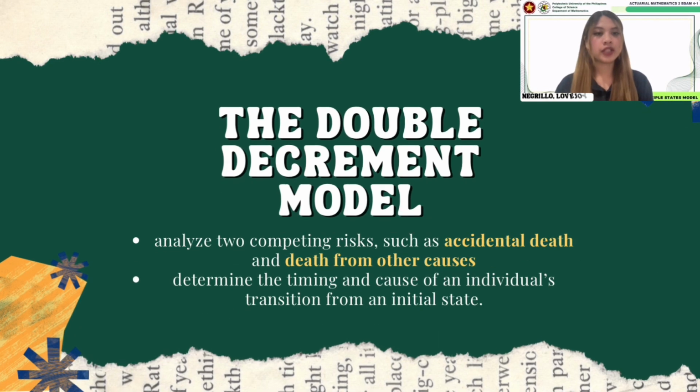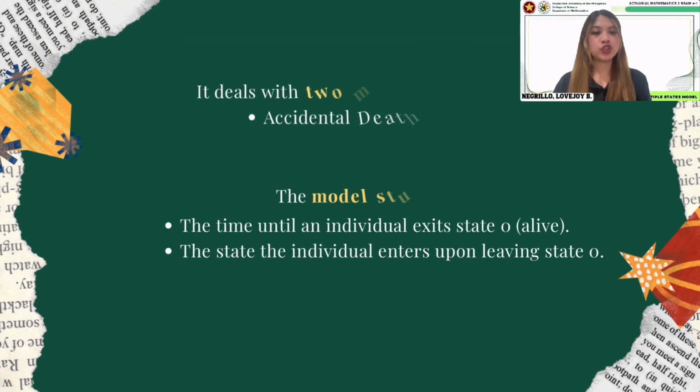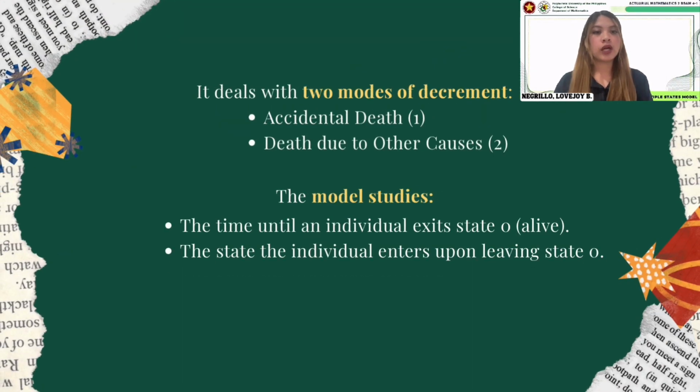Next, we have the double decrement model, which is used to analyze scenarios where an individual can exit a state due to one of two competing risks. In this model, we focus on two main aspects. First is identifying the two competing risks, such as accidental death and death from other causes. For example, in life insurance, a person can die due to accidental death or natural causes or other reasons.